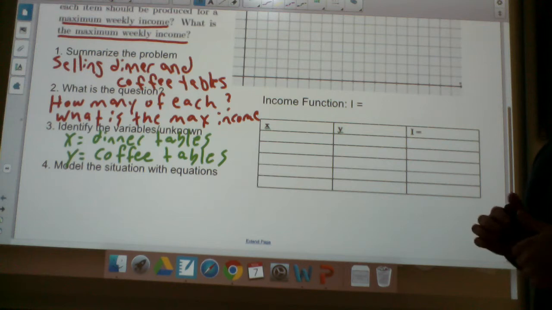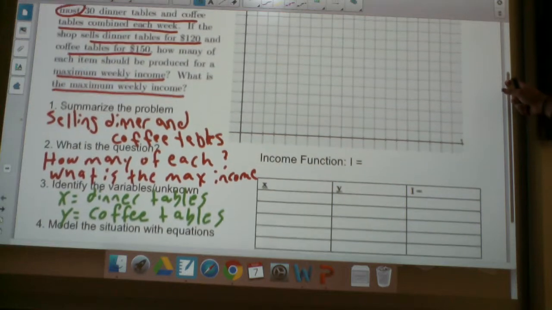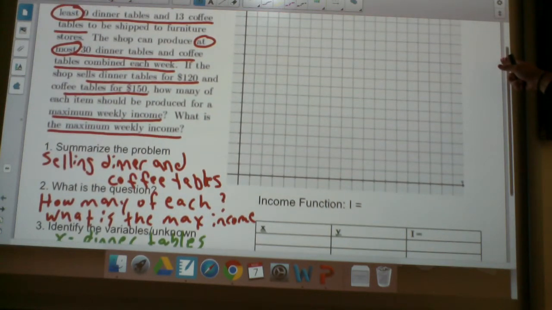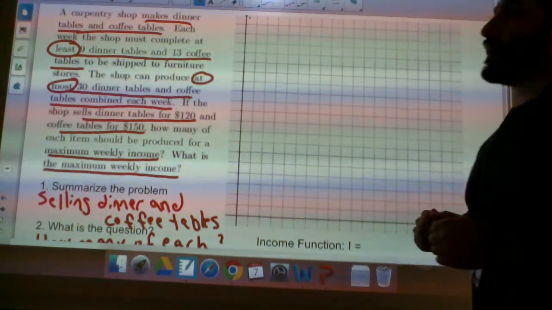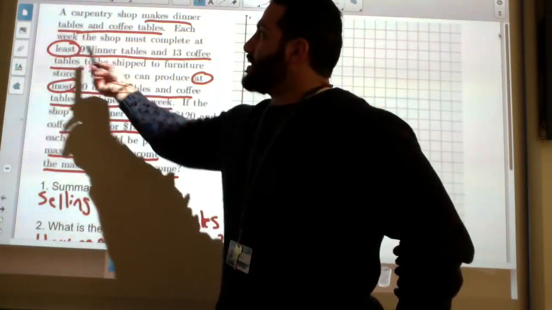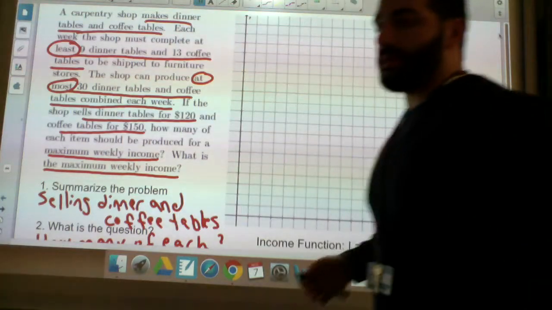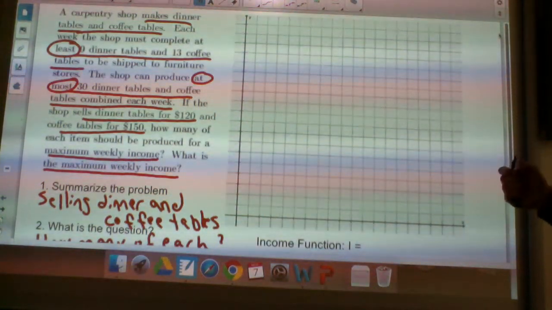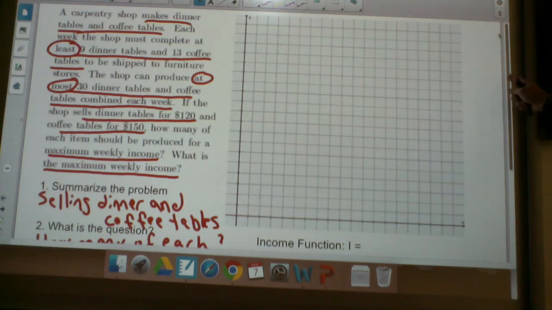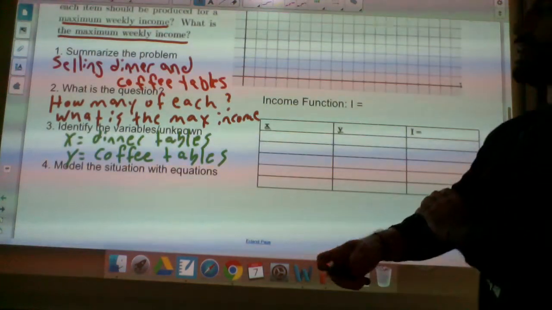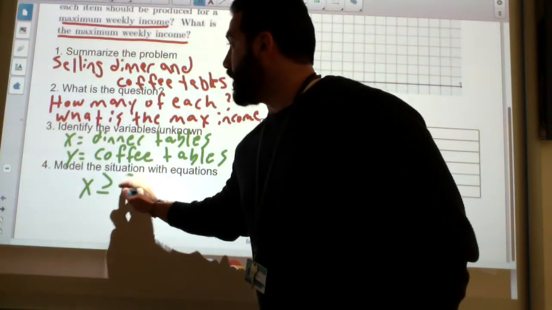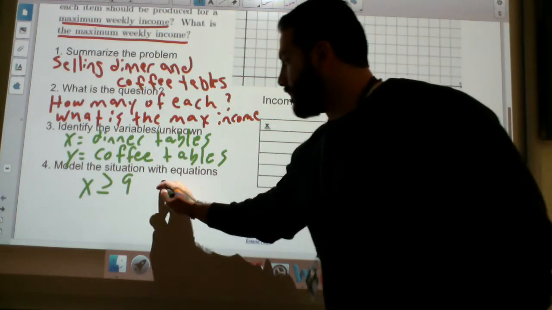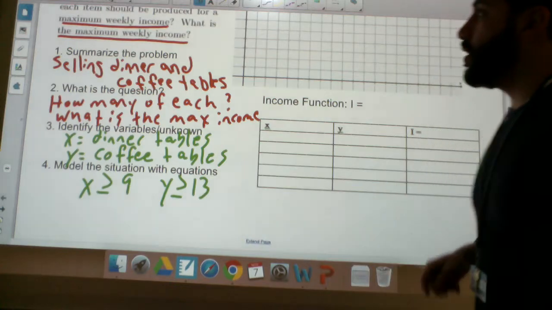The last thing we want to do is model the situation with equations. In this case, it's going to be inequalities because we do have some constraints here. Remember when we talked about constraints in class? There's some kind of limit. Our solution has to abide by some limit. So if we take a look at our limits here, and I circled them, the shop must complete at least 9 dinner tables and 13 coffee tables. That means we need them to make at least 9 dinner tables, and at least 13 coffee tables. So we could represent those in constraints as X is going to be greater than or equal to 9, and Y is going to be greater than or equal to 13.